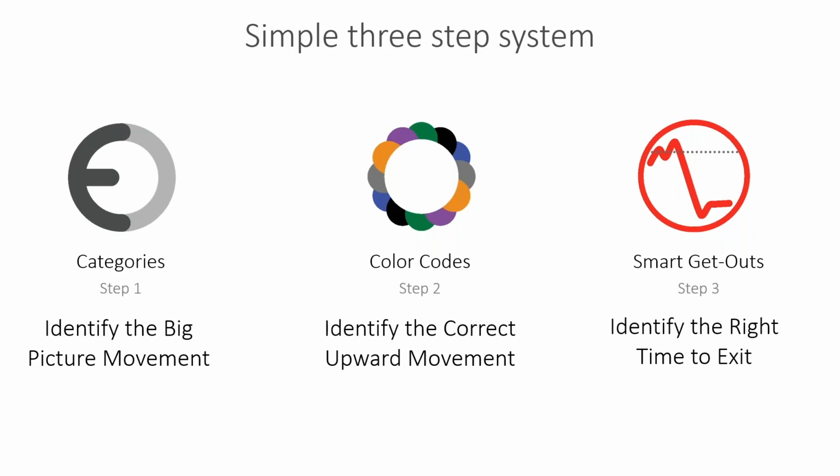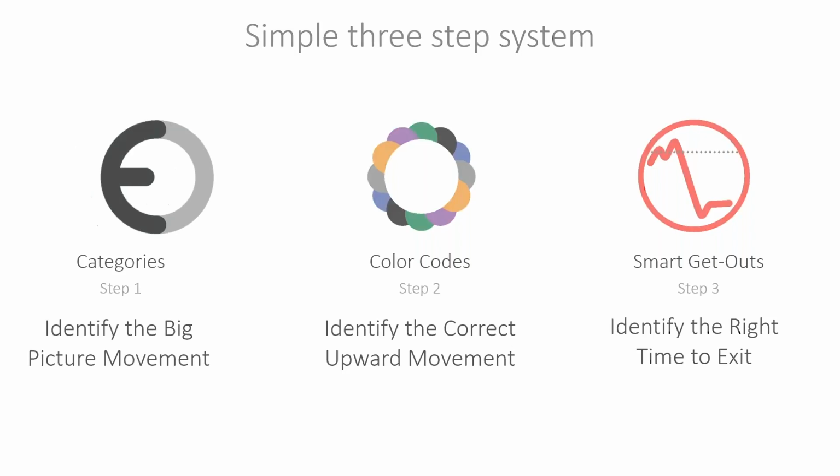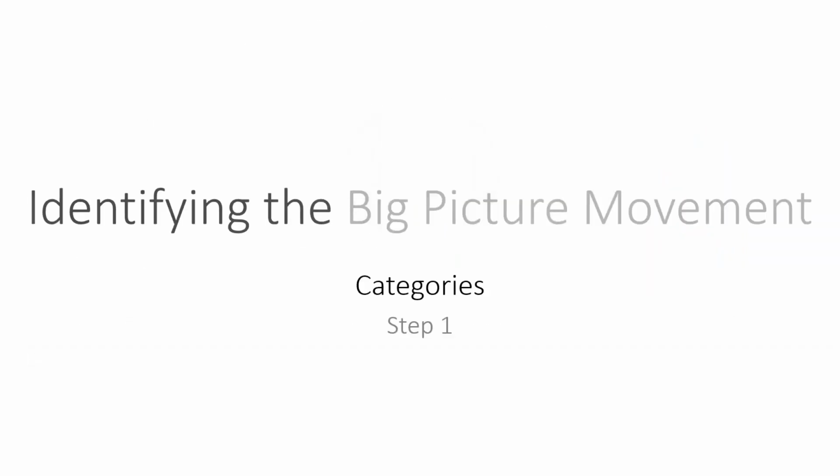When you put all 3 of these steps together, you're going to start to see a system that's designed to put probability in your favor while keeping you focused and unemotional, because there's no guessing involved with this system. So let's break down these steps and go through them one at a time. Starting with categories, step 1. Identifying the big picture movement.